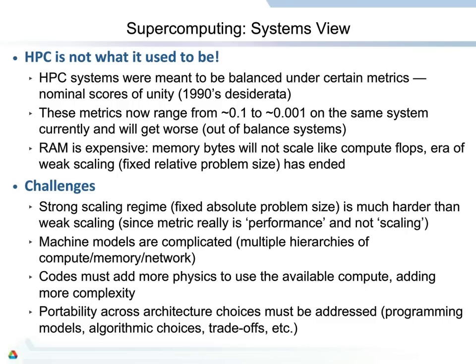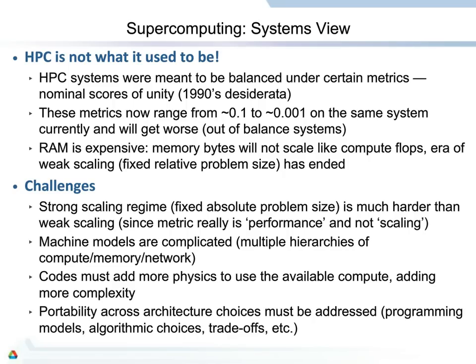However, the fact that the power constraint is so important means that we can no longer build a balanced machine. And it's not just power, it's also, as I said, the fact that memory is expensive, the fact that networks are also very expensive. So these metrics that used to be of order 1 or 0.1 have now all changed. On the same supercomputer, they range from 0.1 to 0.001, which means that the machines are actually quite out of balance, which means that programming for them is really quite difficult.